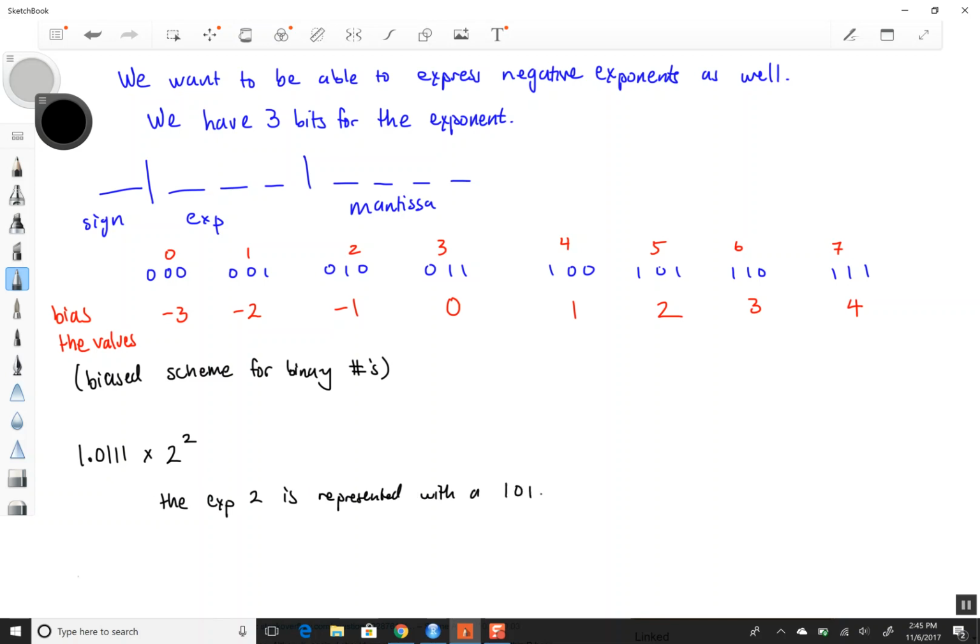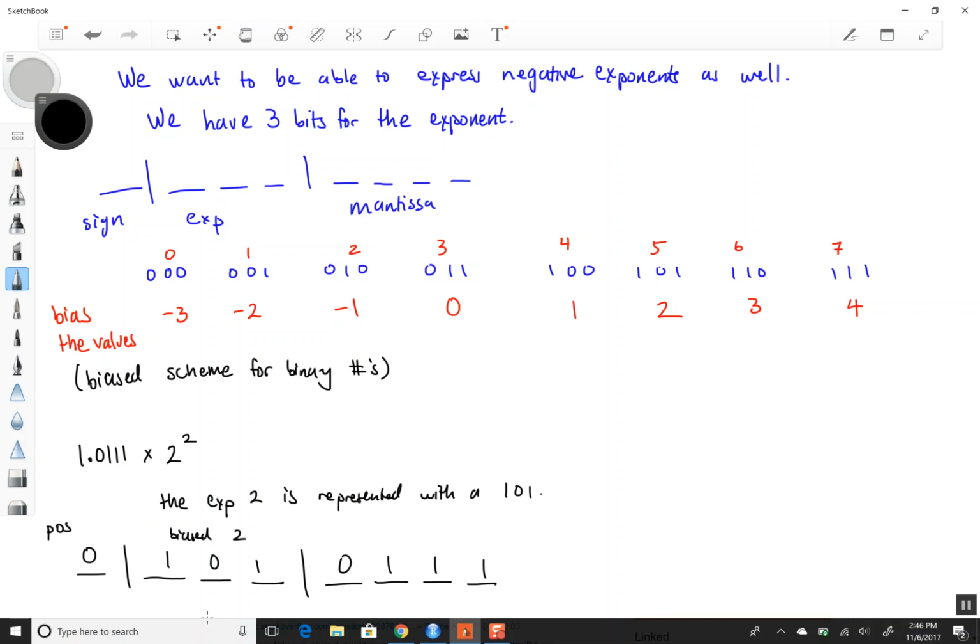Okay, so the value in floating point is going to be 0 for the positive, 101, which is a biased 2, and 0, 1, 1, 1 for the binary fractional component here.